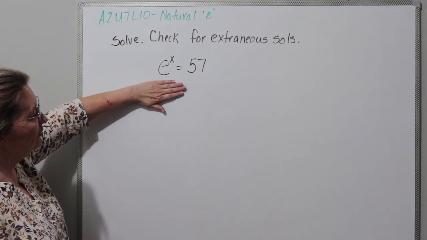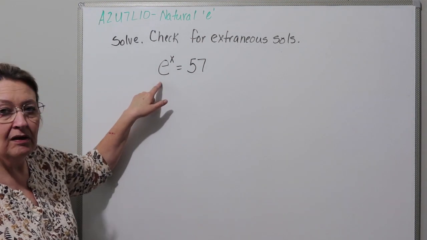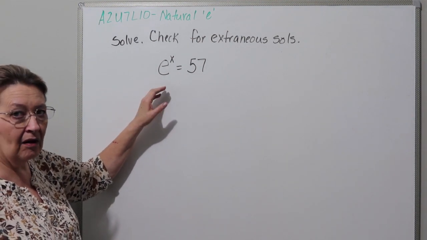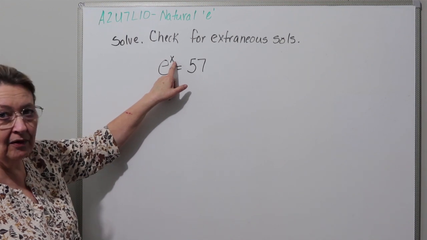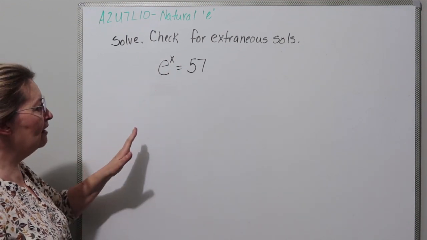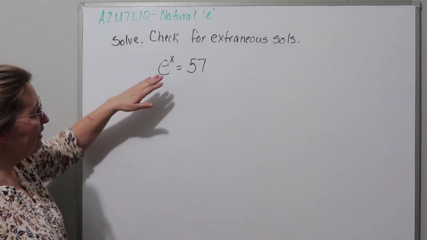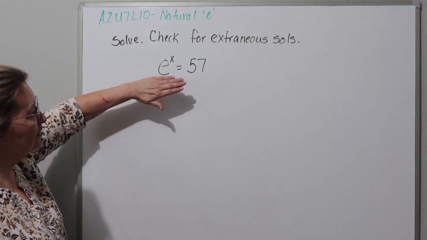Okay, in this problem we have e to the x power equals 57. Remember, e is a number. Like pi, it's a number, and this is a variable exponent. So we have an exponential form that I can't easily solve. Our go-to here is to change it to logarithms. So let's convert this to a logarithm first of all.